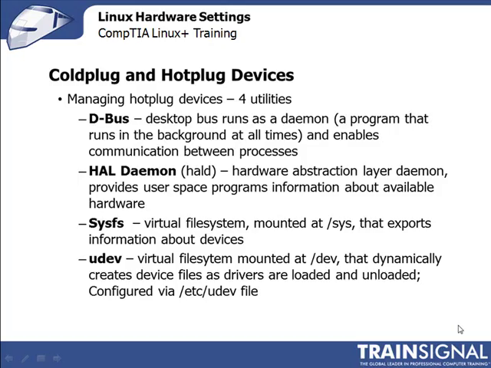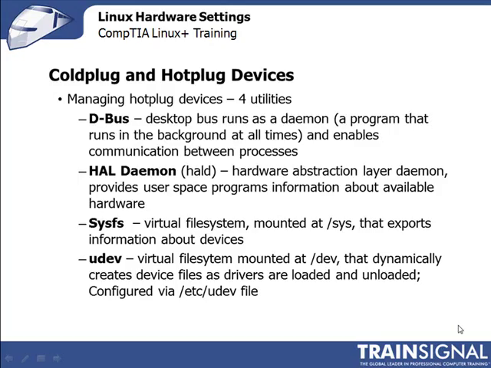The first utility is dbus, or the desktop bus. This runs as a daemon and enables communication between processes and gives them the option to be notified of hardware events or even other processes. The next is the HAL daemon, or the Hardware Abstraction Layer daemon, or HAL-D, is a utility that provides user space programs information about available hardware.